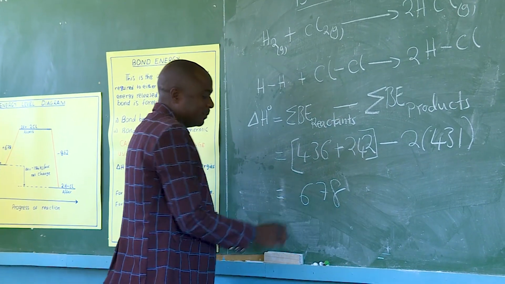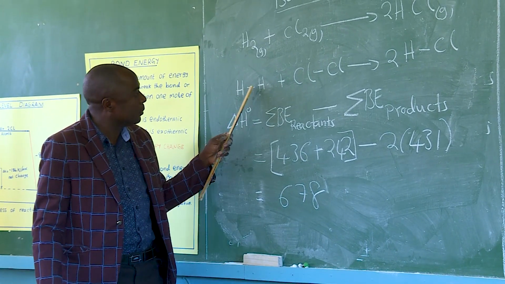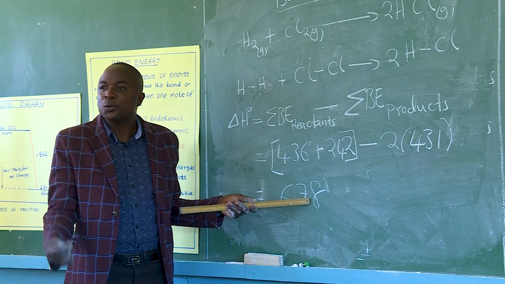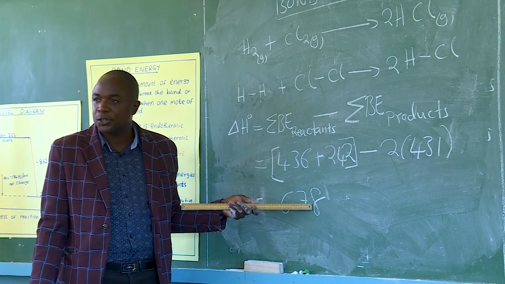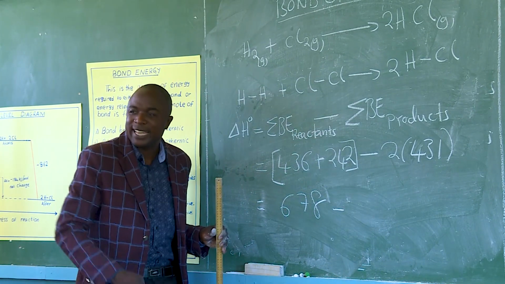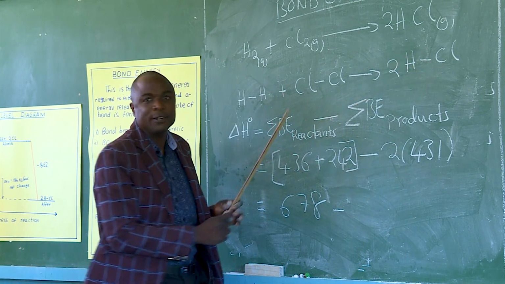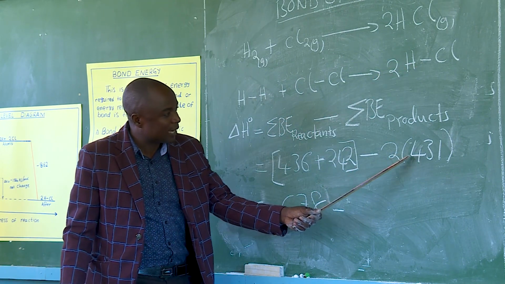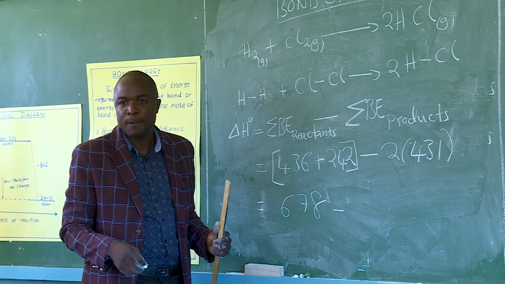What this means is that to break these bonds, the hydrogen bond and the chlorine bond, you need to take in 678 kilojoules per mole. Then, how much energy do you need to take out for the bond to be formed? The hydrogen to chlorine bond. So you multiply 2 times 431. What is it giving us? Yes. 862.